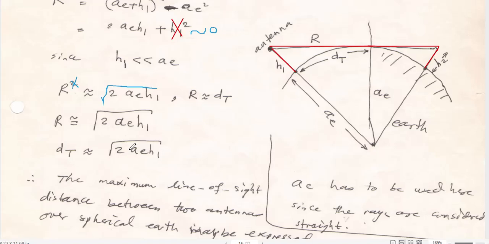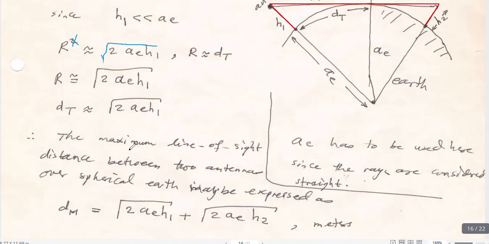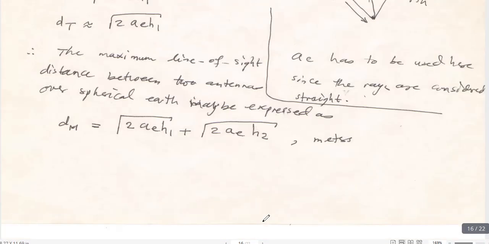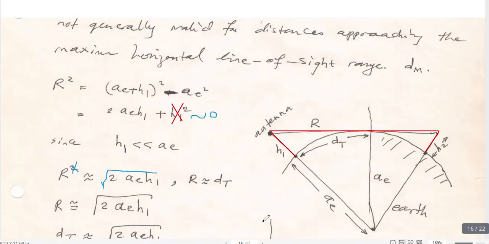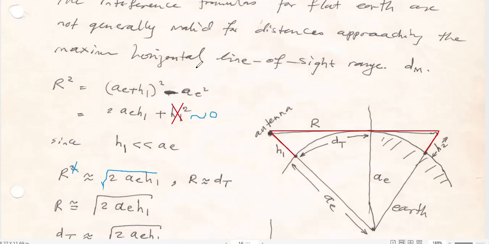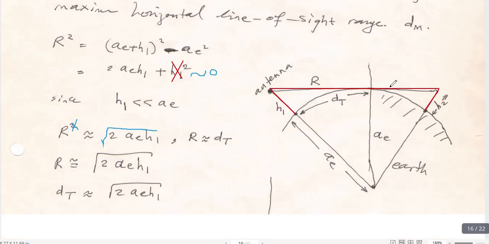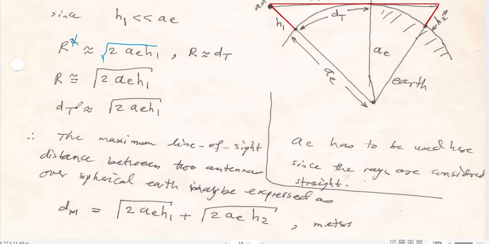The total distance would be the summation of dt1 and dt2, of course, as you can see here. The maximum distance, this distance here, is equal to the square root of twice ae h1, and this distance is equal to the square root of twice ae h2. The total distance from here to here is this equation. This should be in meters, and this should also be in meters. This distance is called the maximum horizontal line of sight range, d maximum, dm.